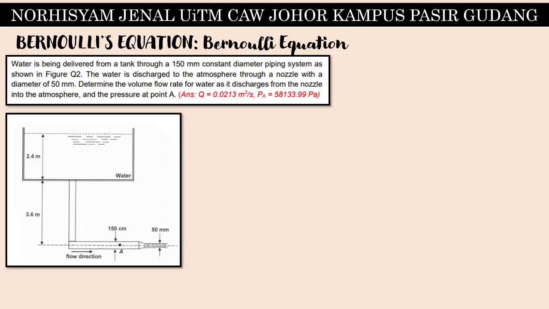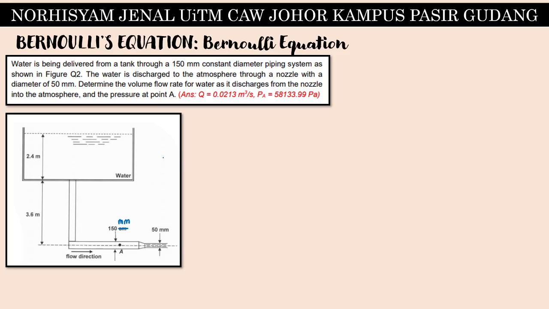Okay, this will be the last question for today. And this question is based on Bernoulli equation, and water is being delivered from a tank through a 150 millimeter constant diameter piping system. This one should be 100 millimeter. The water is discharged to the atmosphere through a nozzle with a diameter of 50 millimeter. Determine the volume flow rate for water as it discharges from the nozzle into the atmosphere and the pressure at point A.